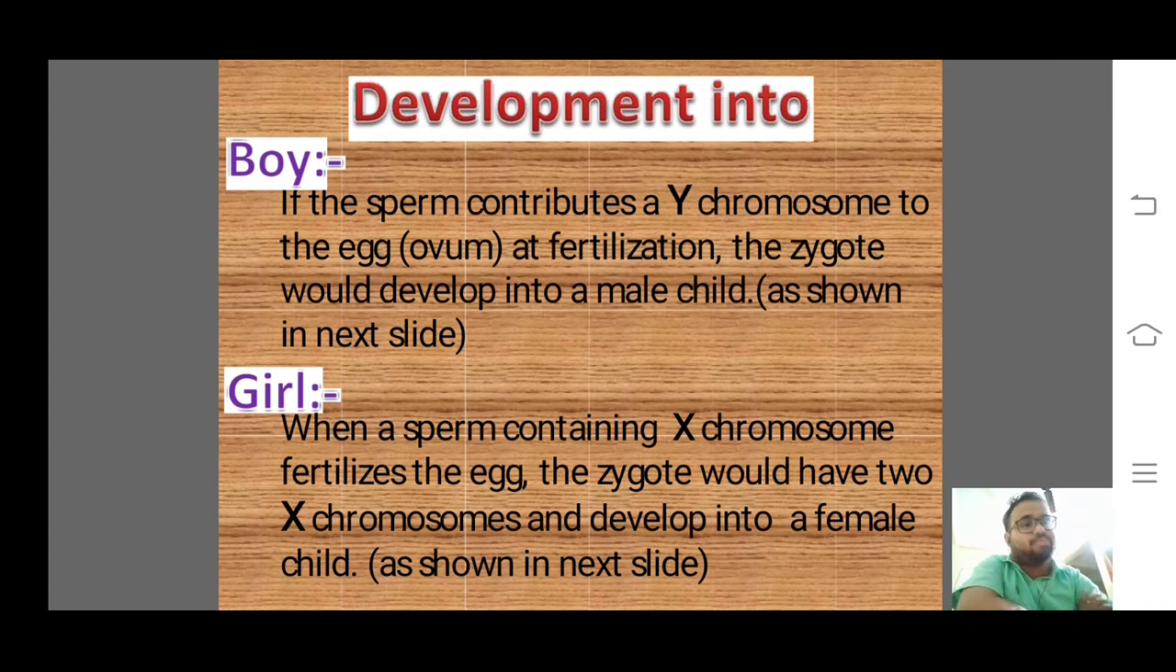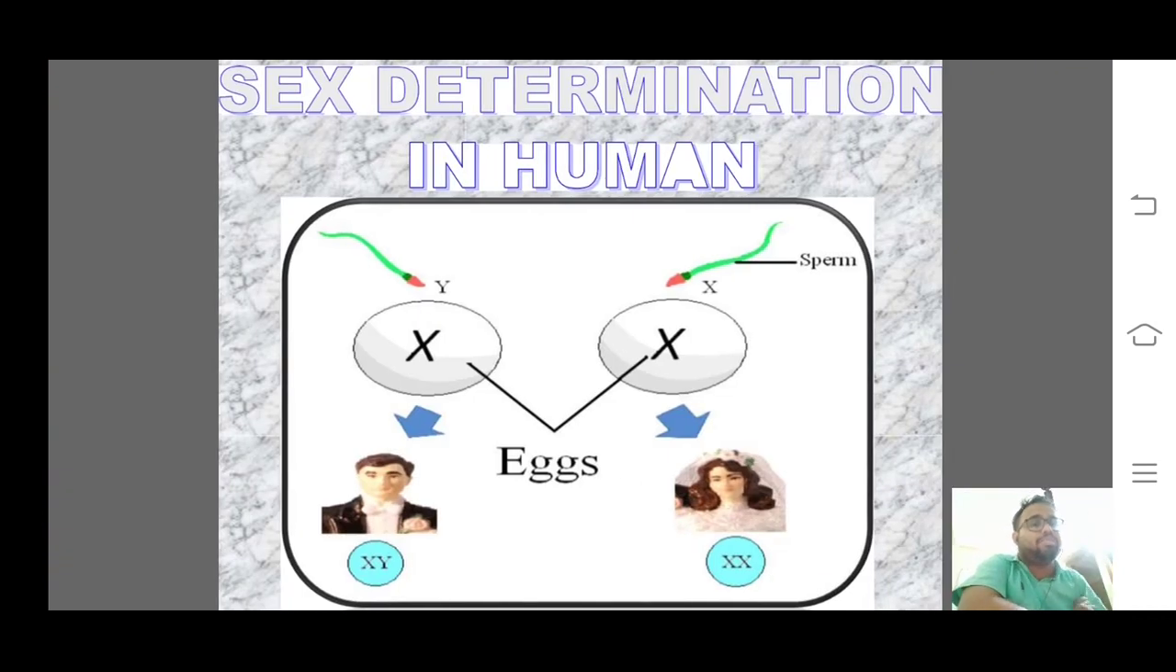You can understand this from a small slide. Sex determination in humans. You can see the woman has only X. Now if the sperm containing a Y chromosome comes, it will form XY, and it will give you a boy. And if the sperm containing X comes, it will become XX, and it will become a girl. So who is responsible for the determination of sex in human beings? The males, not the females, because the females have only X, while males have X and Y.